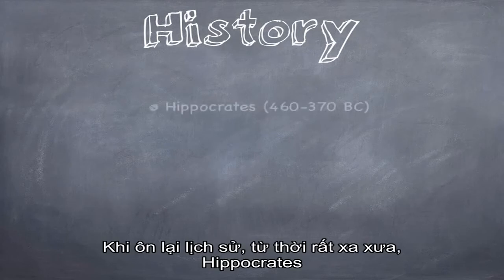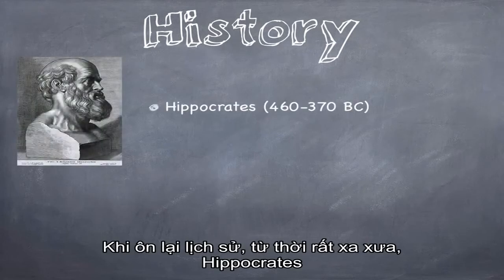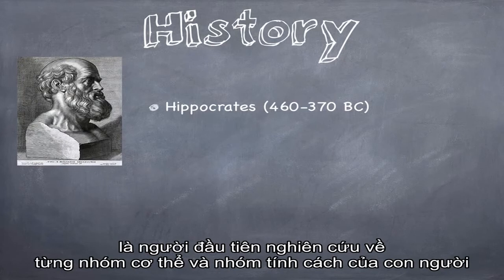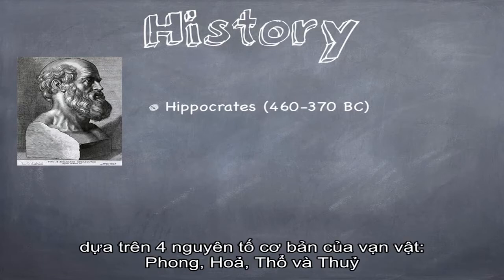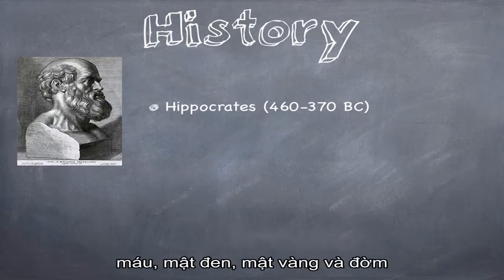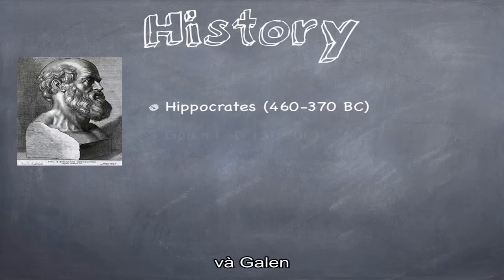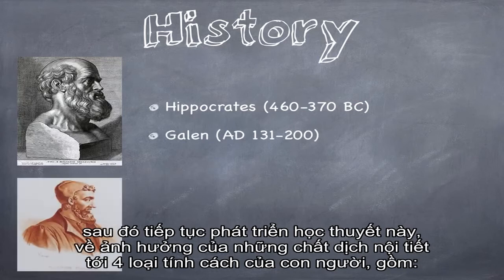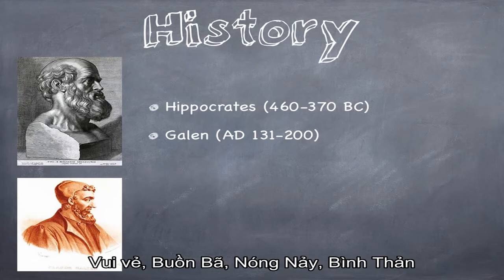So looking back a long time ago, Hippocrates was the first, when he was studying terrain and climate, to find body types and temperaments of people based upon air, fire, earth, and water. And those were further developed and connected with the four humors that he connected with blood, yellow bile, black bile, and phlegm. Galen further developed the ideas and the connection between the humors and the four temperaments of sanguine, melancholic, choleric, and phlegmatic.